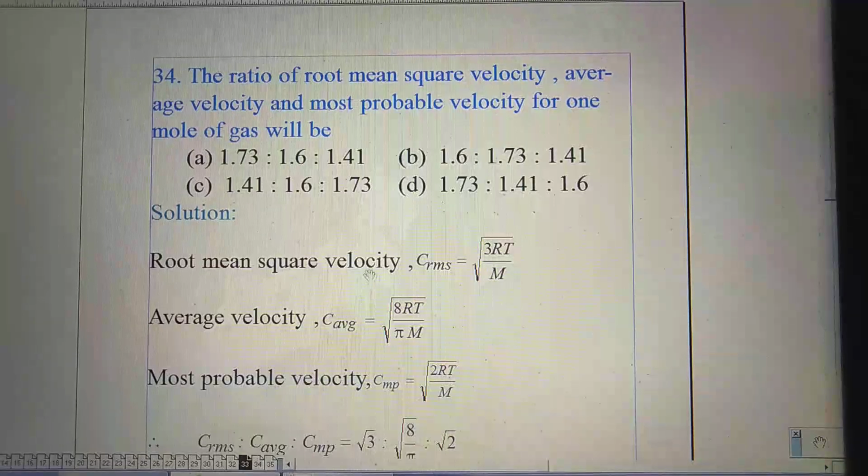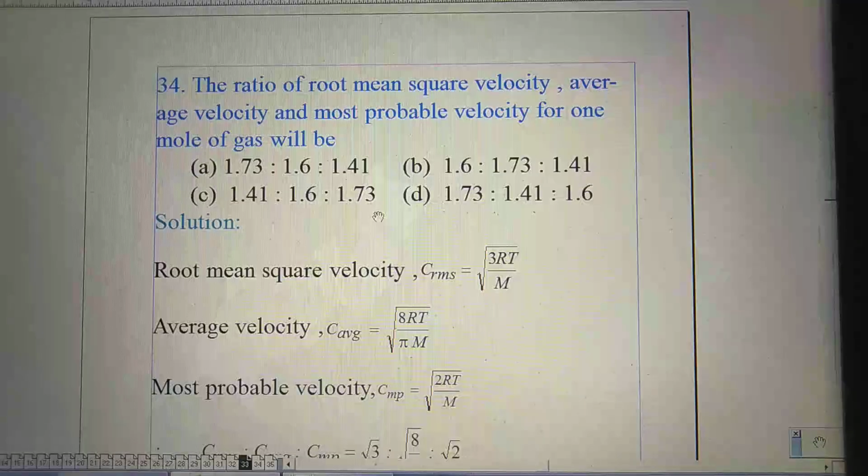Next question. The ratio of root mean square velocity, average velocity, and most probable velocity for 1 mole of gas will be: option A 1.73 is to 1.6 is to 1.41. Option B 1.6 is to 1.73 is to 1.41. Option C 1.41 is to 1.6 is to 1.73. Option D 1.73 is to 1.41 is to 1.6.